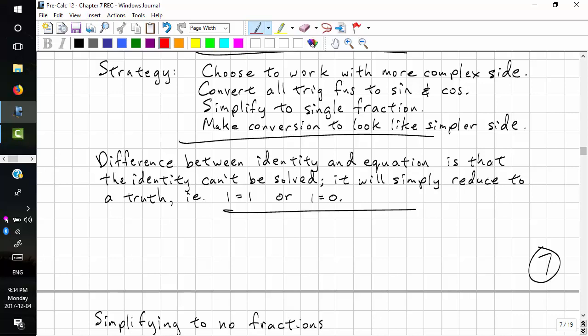Okay, the difference between an identity and an equation is that an identity cannot be solved. It will simplify and reduce to a truth. That means 1 equals 1 or 1 equals 0. So this means it's a true identity. This is a false identity.